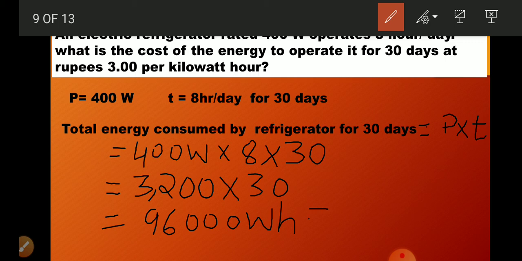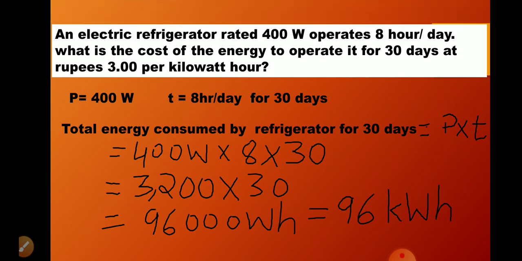Now just convert. 96,000 watt hour means 96 kilowatt hour, since kilo is nothing but 1000. So 96,000 watt hour can be written as 96 kilowatt hour. Now we have got the energy consumed for 30 days.